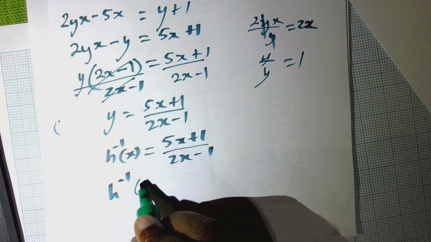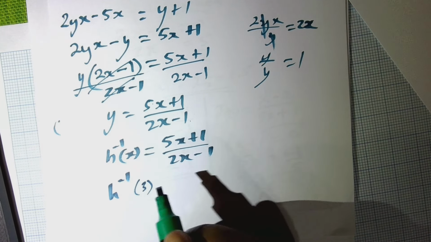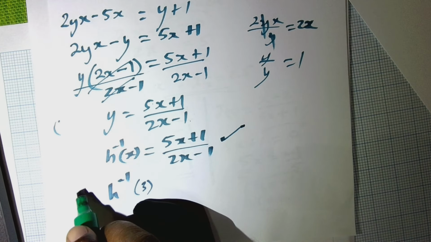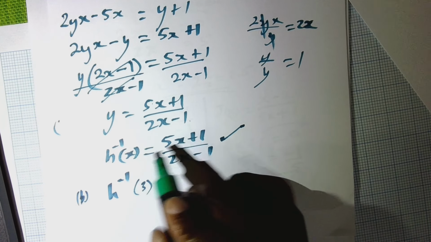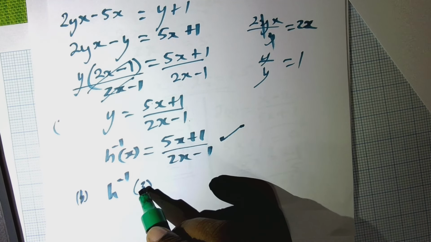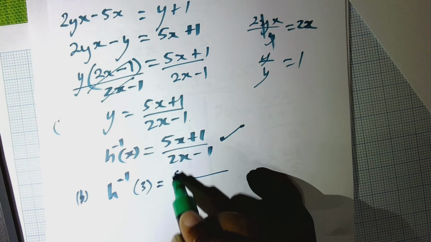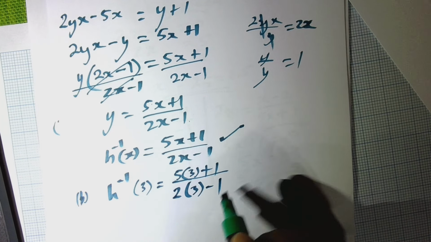Now what if we were asked to find h inverse of, let's say, 3? How would we have done this? Well, if we found this and we were asked to do this as a b portion, then we go back to what the expression is for h inverse of x. We're inputting 3 into the inverse function. This is the inverse function. So it'd be 5 times 3 plus 1 over 2 times 3 minus 1.